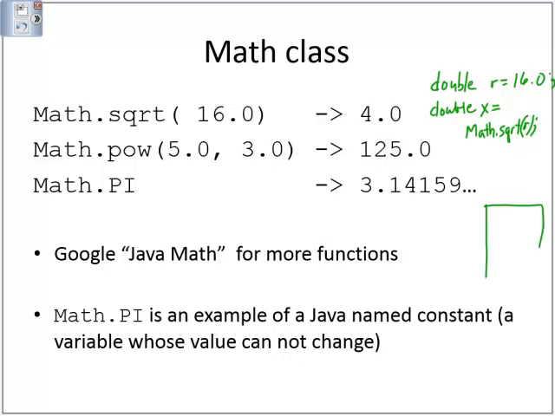Java doesn't have an operator for doing exponents. If you have to take 5 to the 3 power, Java has a method for doing that. 5 to the 3rd would be written like this: Math.pow(5.0, 3.0), and that would give you 125. And if you need the value of pi, Java has a special variable to do that called Math.PI.